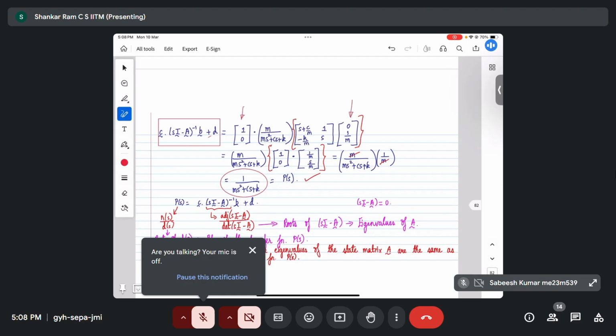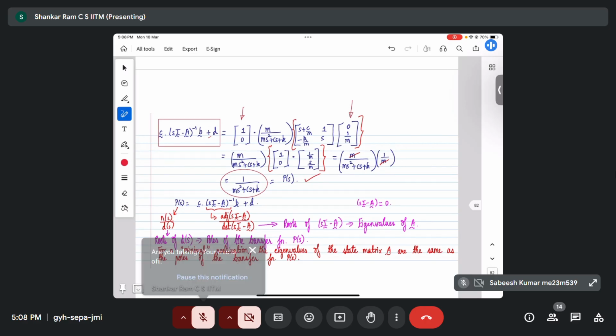Okay, and as we know, 1 by ms squared plus cs plus k is the transfer function for the mass spring damper system. So what you and I have shown is that we have demonstrated this expression: P of S is C times (SI minus A) inverse B plus D for the mass spring damper system.